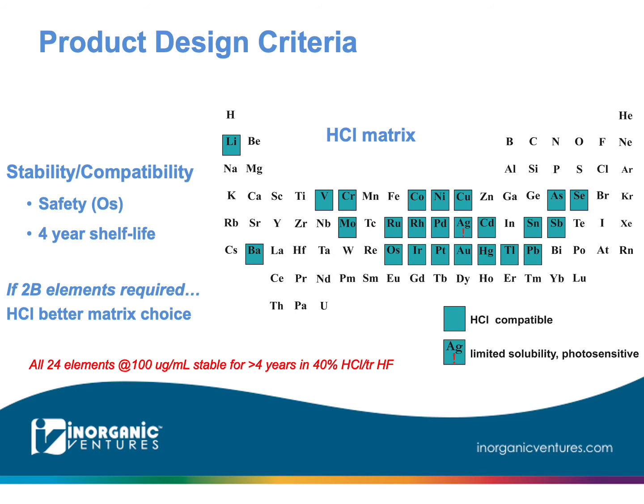It is important to note, however, that the photosensitivity of silver in an HCl matrix must be accounted for, and the remedy for that issue is to avoid exposure to light. And just as a reference, if you take all 24 elements that are specified in the two methods, and they are present at concentrations of 100 parts per million, we have a mixture that has a demonstrated stability that exceeds 4 years in an HCl trace HF matrix.